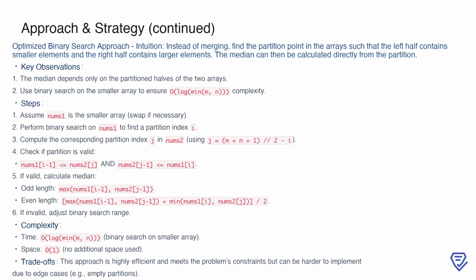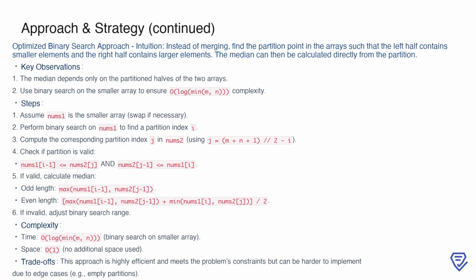Instead, we find a partition point in the array such that all elements on the left side are smaller than those on the right. From this partition, the median can be directly calculated. There are a few key observations that make this possible. First, the median depends only on the partition halves, not the entire arrays.